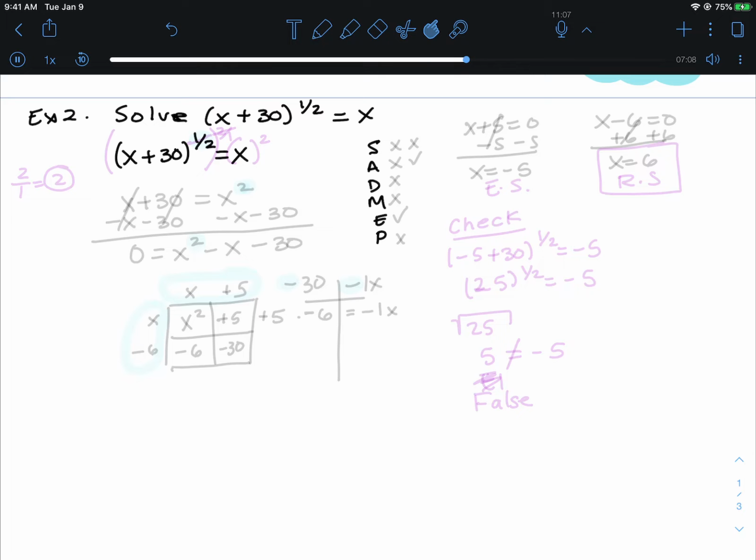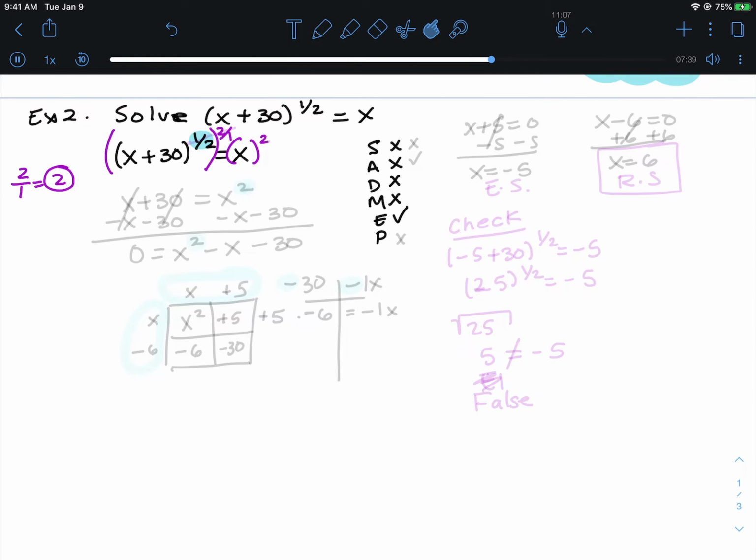Do I have subtraction? No. Addition? Yes, but the addition is inside the parentheses, so I'm going to skip that one. Division? No. Multiplication? No. Exponents? Yes. My exponent right here is this 1/2. So now I'm going to multiply times the reciprocal of that 1/2, which is 2 over 1, or 2 divided by 1, which is literally the exact same thing as just 2.